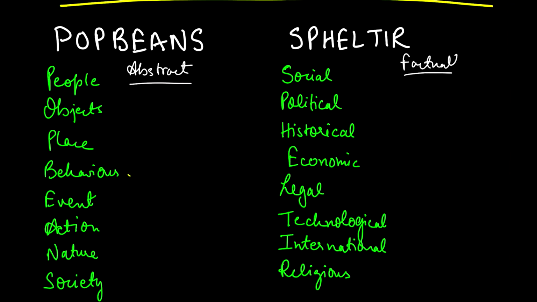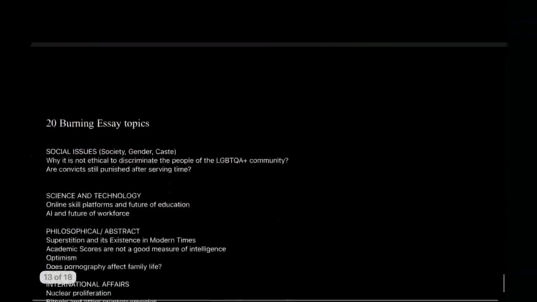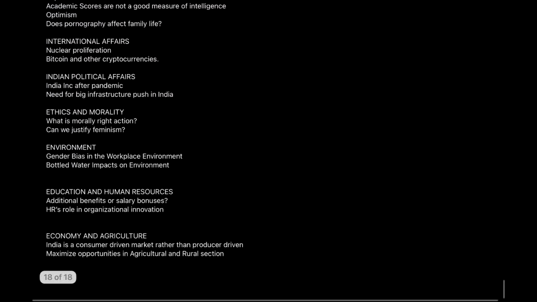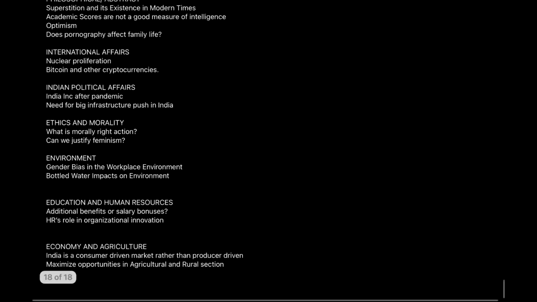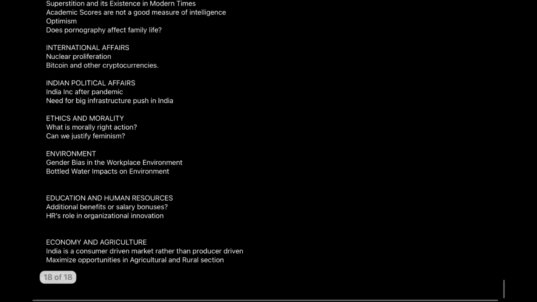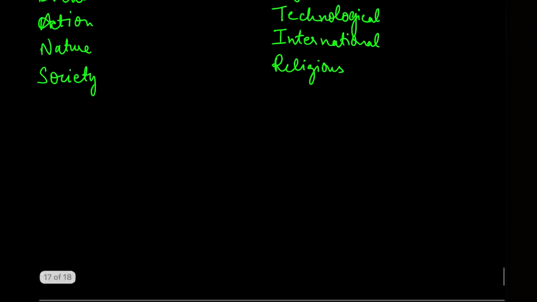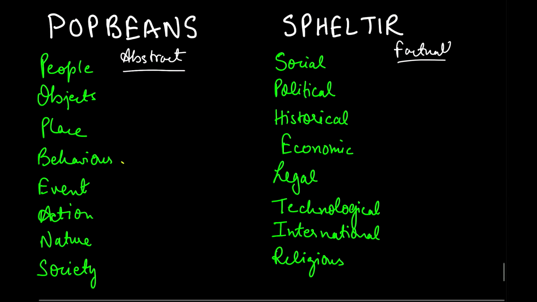So let's talk about one of the topics which I'll take from the 20 essay burning topics which I have found for you. Let's say we are talking about the need for a big infrastructure push in India. How will I gather information? अभी तो मेरे पास Google नहीं है ना जहाँ पे मैं examples ले सकूँ या फिर points ले सकूँ. So what will I do?